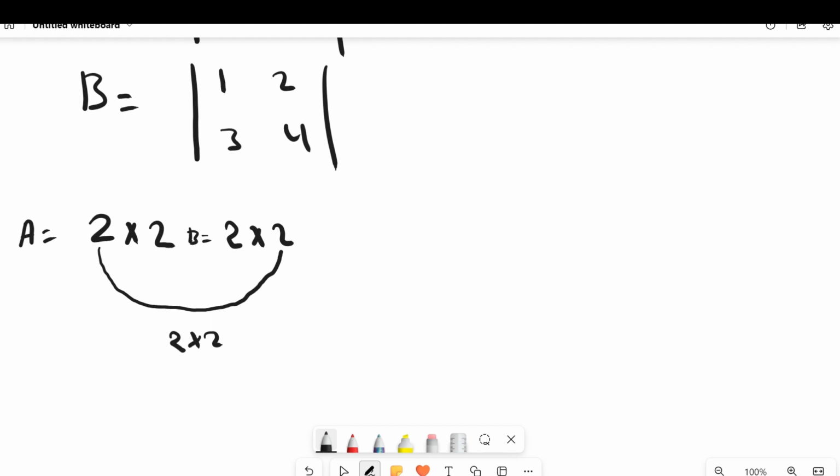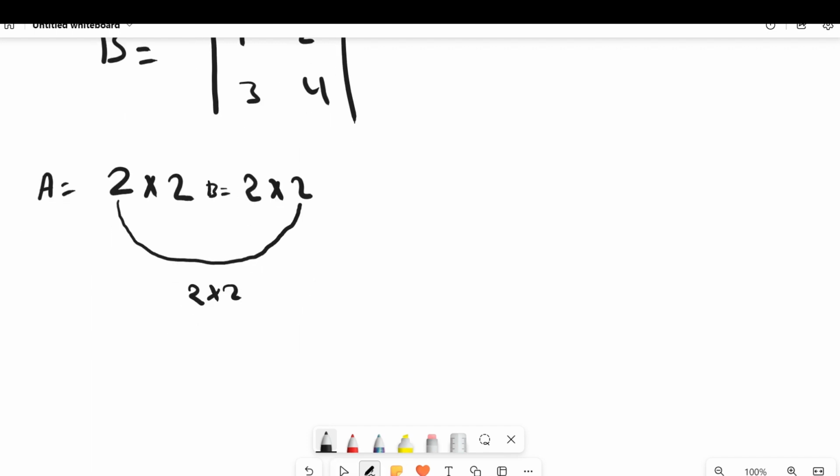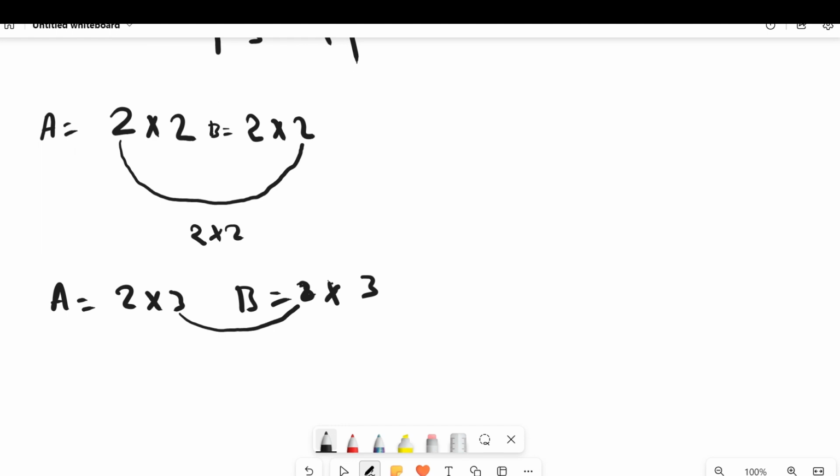So these two matrices can be multiplied. But if you have a matrix A that is 2 by 3 and B that is, let's say, 2 by 3, by looking at these two numbers, it is not the same. So we can see that these two matrices cannot be multiplied. A and B cannot be multiplied. For example, we can do that here.